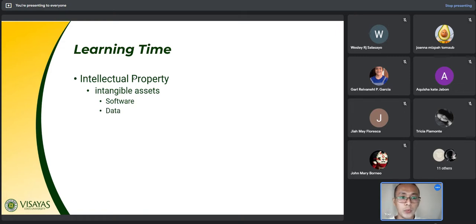The same is true with data. With data, we cannot really touch the data unless they are printed, they are in a printed format. Data stored in a computer are of course intangible. And then again, since it's quite hard to protect these objects because they are intangible, it has to be protected by intellectual property rights. The same is true with recordings. Okay, any recordings that you have created is still part of intellectual property rights.